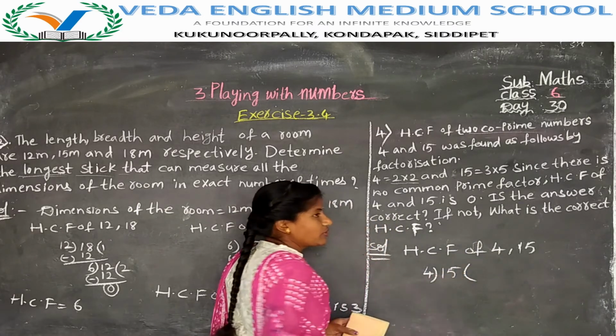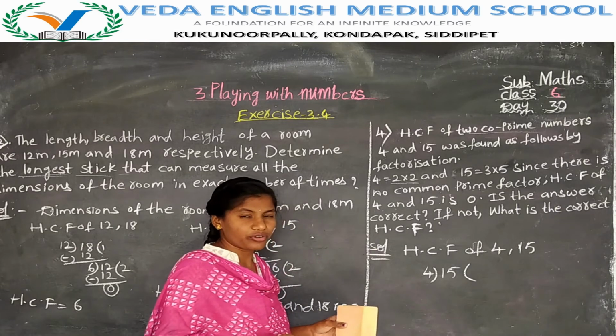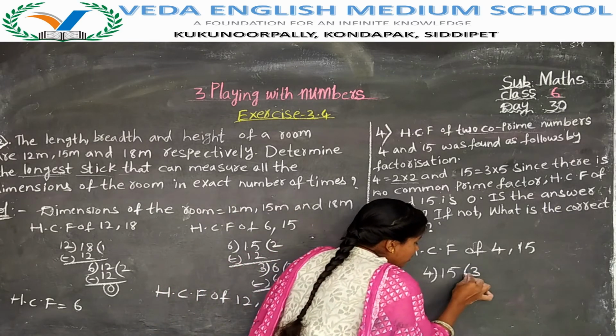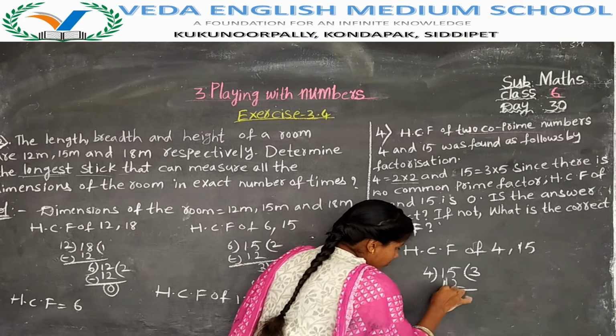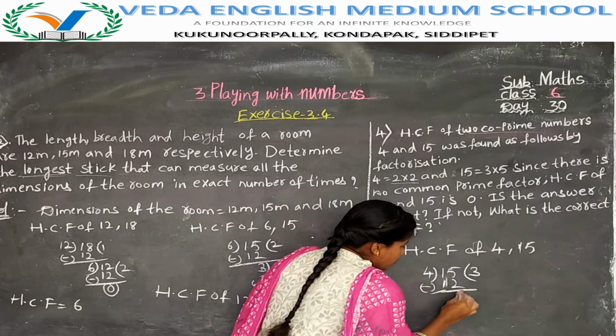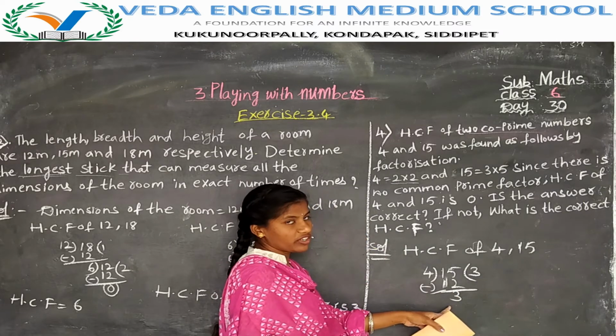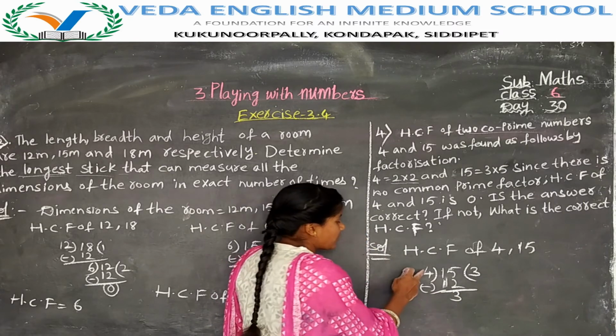Is 15 possible in the 4 table? No. 4 1s are 4, 4 2s are 8, 4 3s are 12, 4 4s are 16. So you have to take 4 3s are 12. Subtract. 5 minus 2 is 3. 1 minus 1 is 0. No need to write 0. Did you get the remainder 0 here? No. You have to continue this process by using the first divisor.